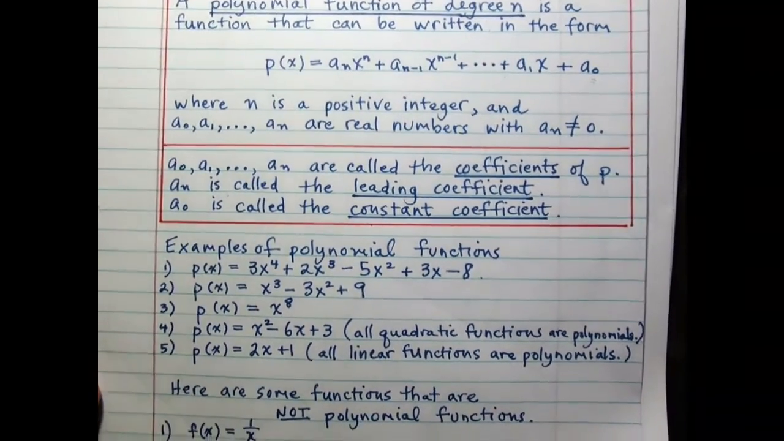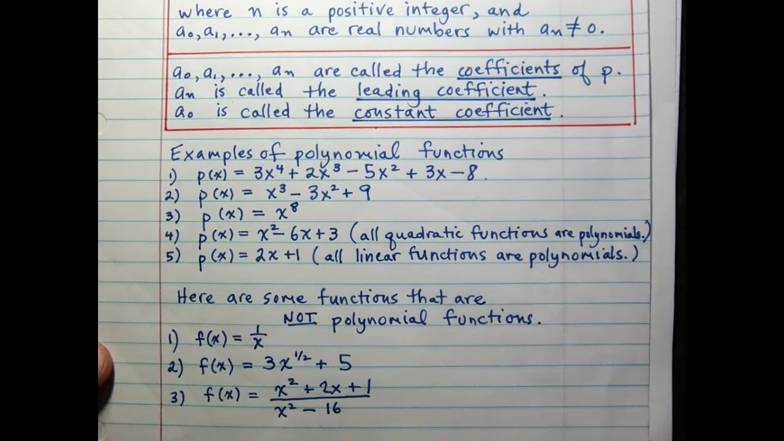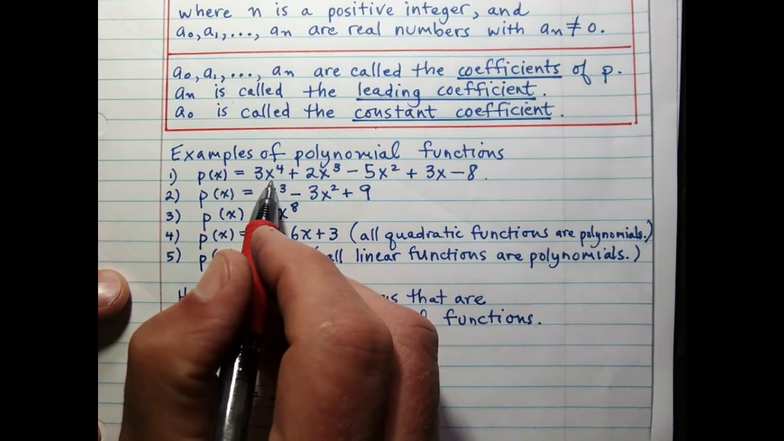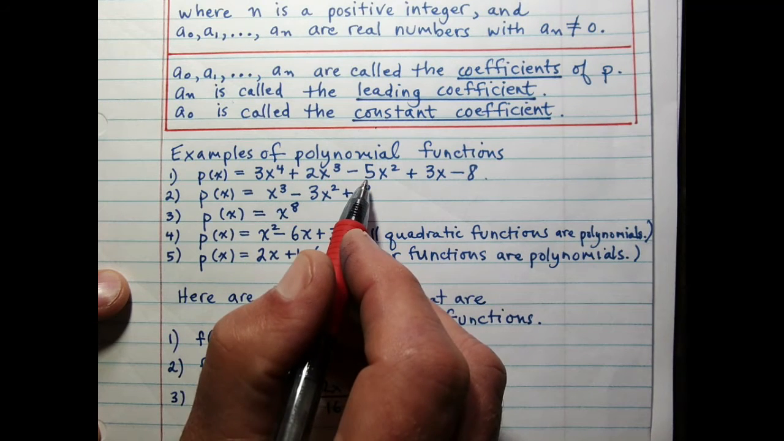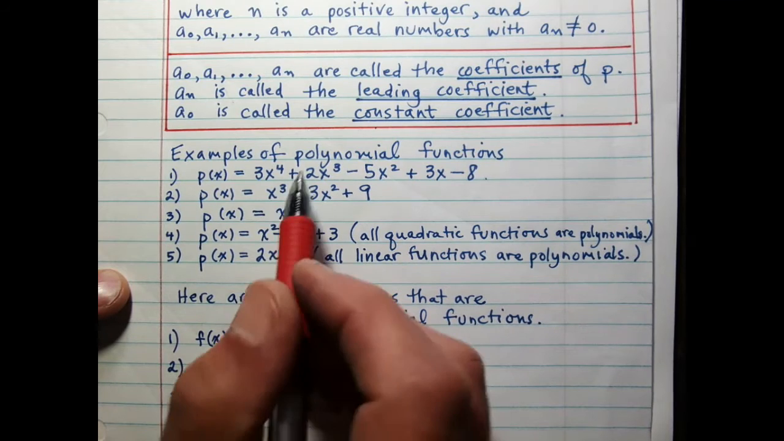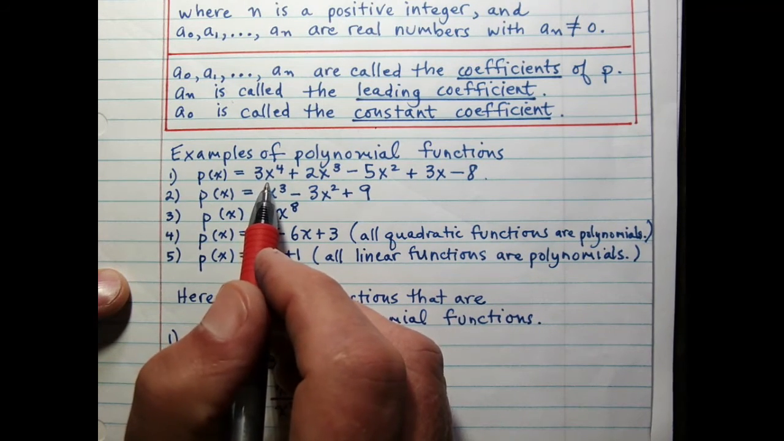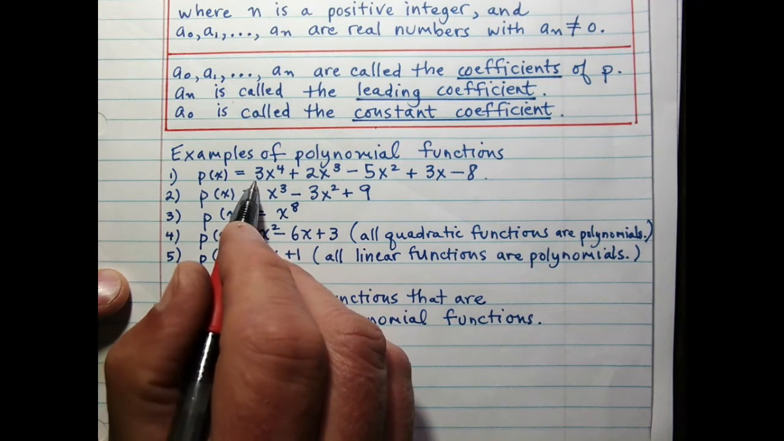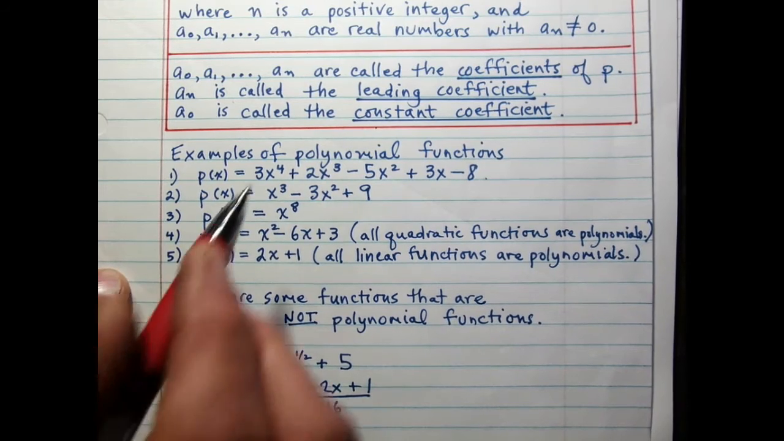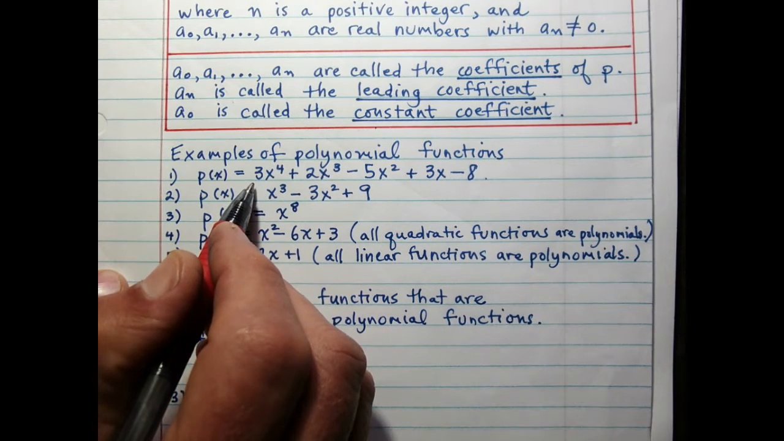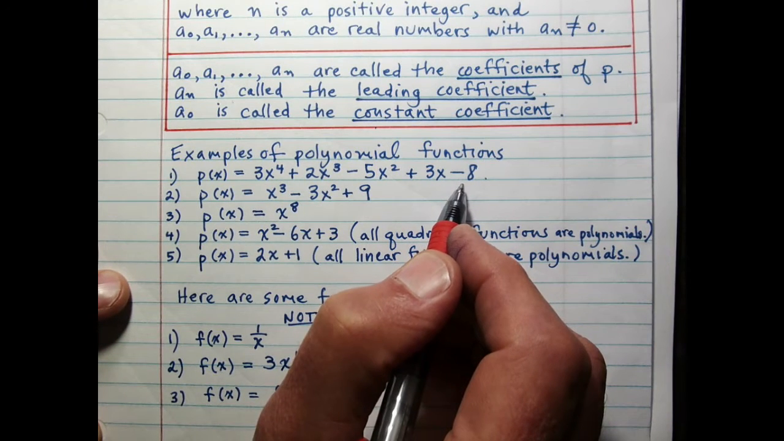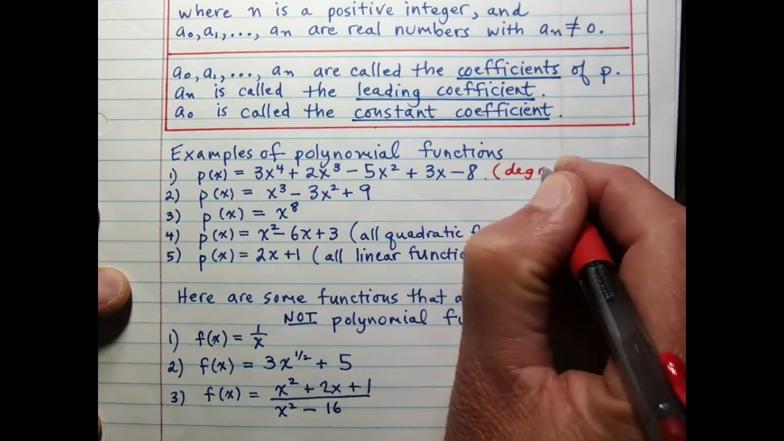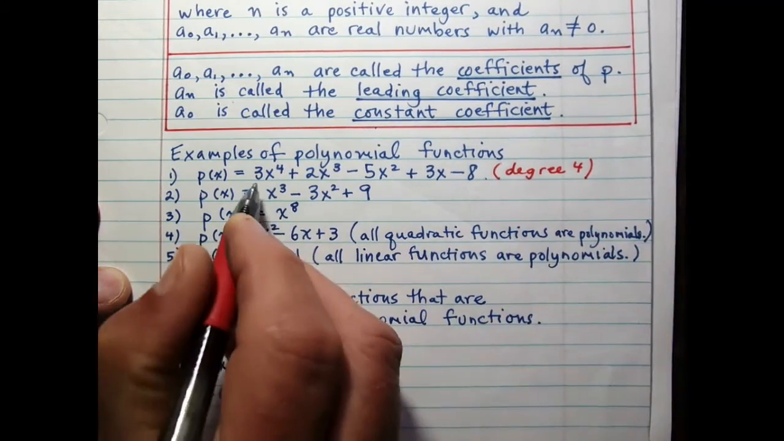So let's look at a few examples of polynomials and polynomial functions in particular here. And so the first example I write as p of x equals 3x to the fourth plus 2x cubed minus 5x squared plus 3x minus 8. So this has quite a few terms to it. Each term is of the form a number times x to a power. So those numbers in front, 3, 2, negative 5, 3, negative 8, those are the coefficients. 3 is the leading coefficient. Negative 8 is the constant coefficient. And we say this particular polynomial is of degree 4. The degree is the highest power of x appearing.